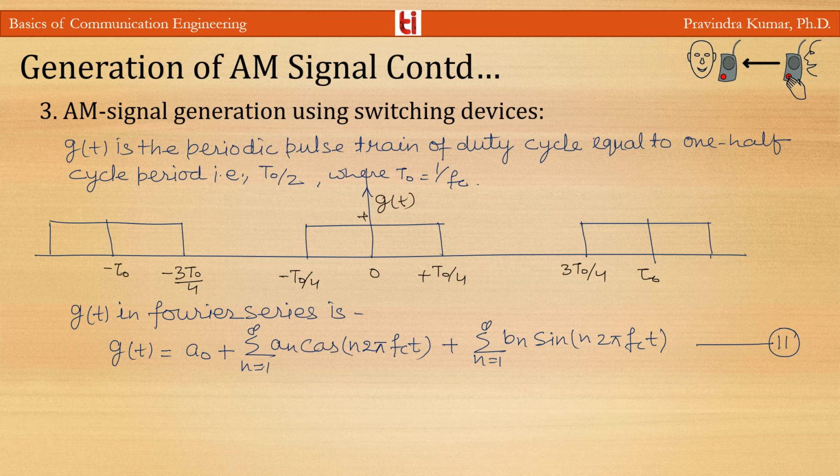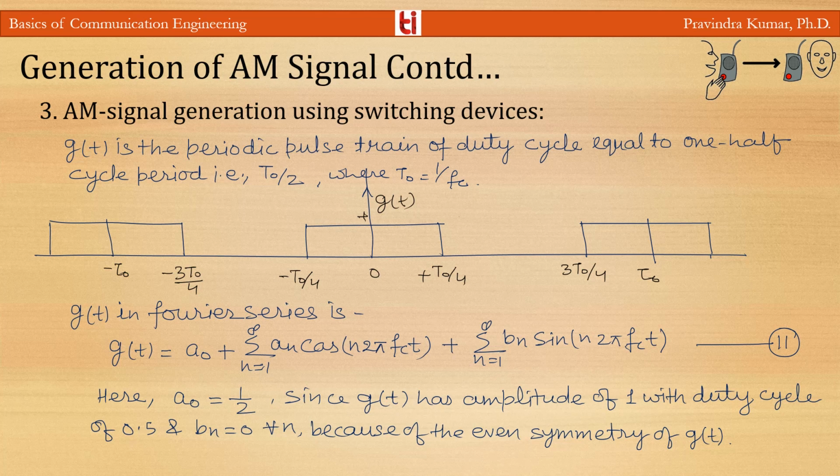The periodic pulse train g(t) in Fourier series can be expressed as g(t) = a0 + summation n=1 to infinity a_n cos(n 2 pi fc t) + summation n=1 to infinity b_n sin(n 2 pi fc t). Here a0 is 1/2, since g(t) has amplitude of 1 with duty cycle of 0.5, and b_n is 0 for all values of n because of the even symmetry of g(t).